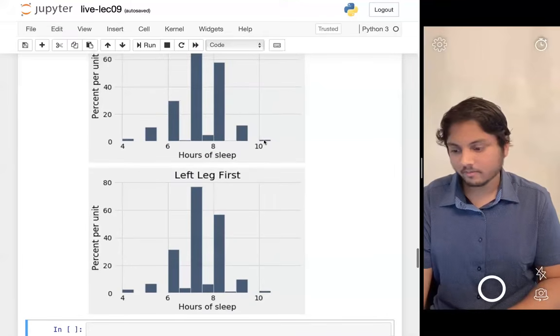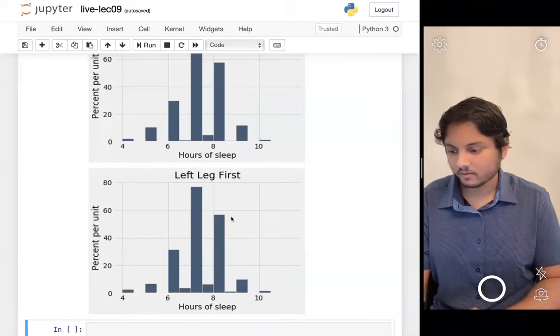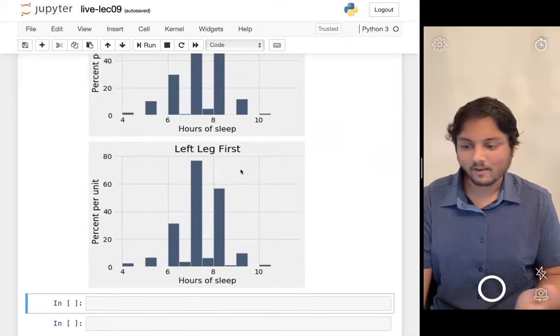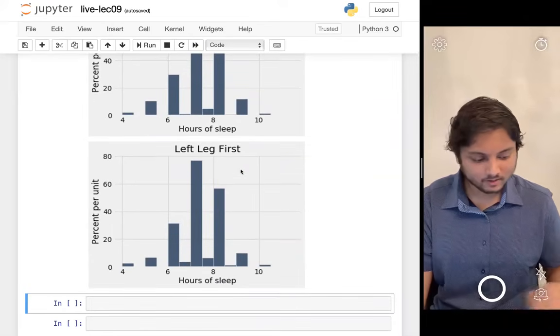So we can see here that there doesn't seem to really be that much of a relationship between which leg you put in first and how much sleep you get. But this is one way that you can assess that.